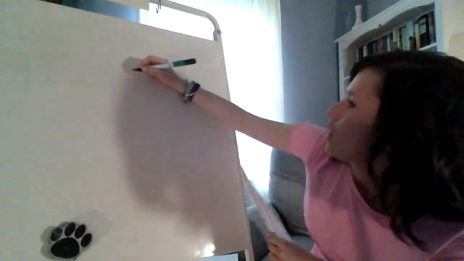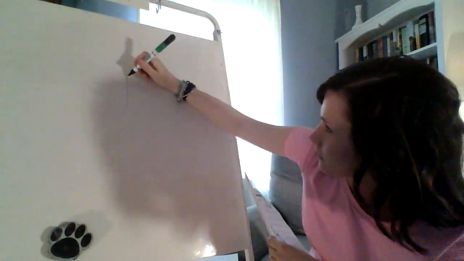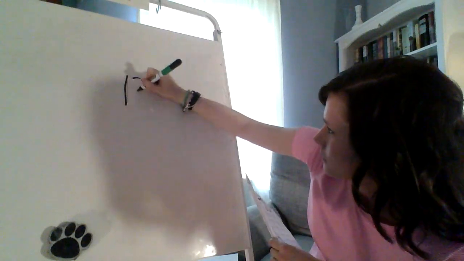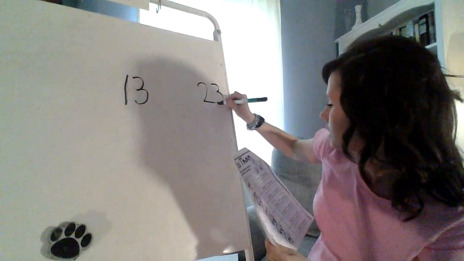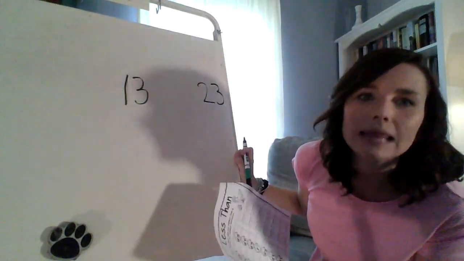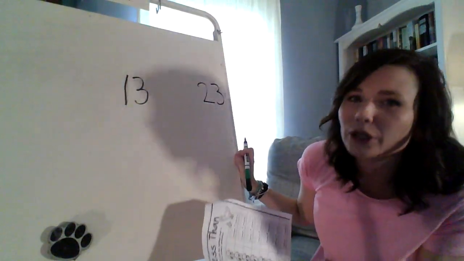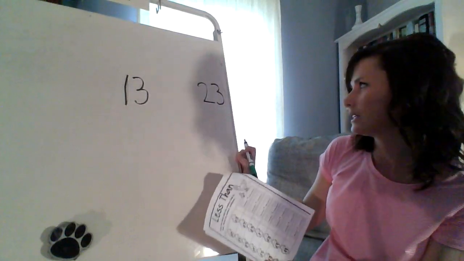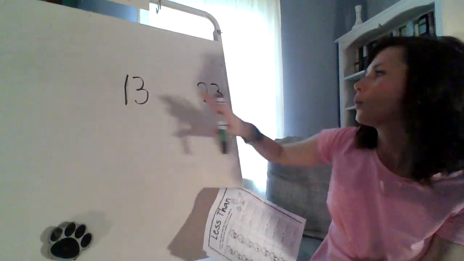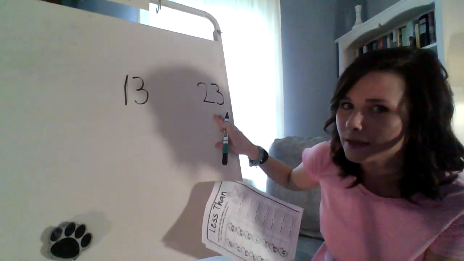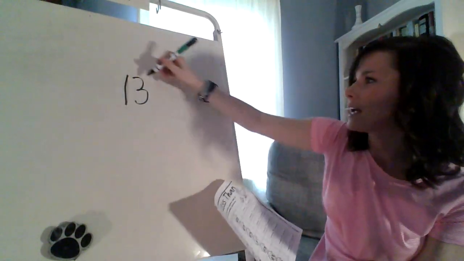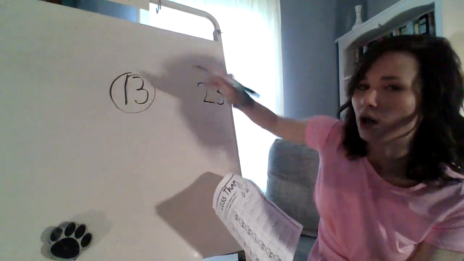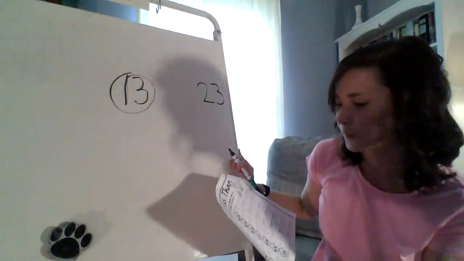All right, we have 13 and 23. It wants us to circle the smaller number. Which number is smaller, 13 or 23? Smaller. You're right. 13 is smaller. You should color in that chick.